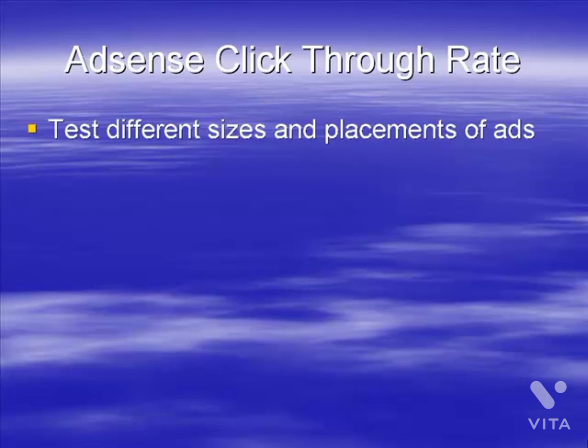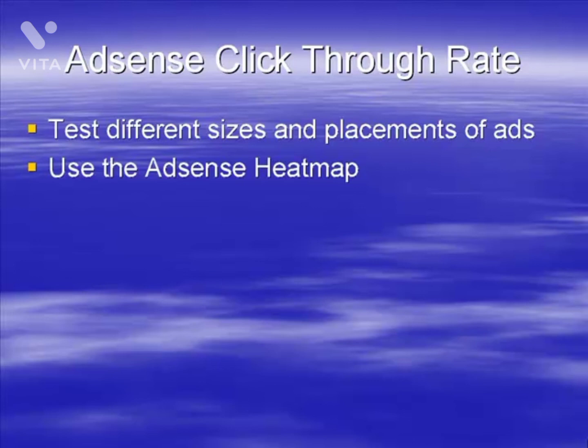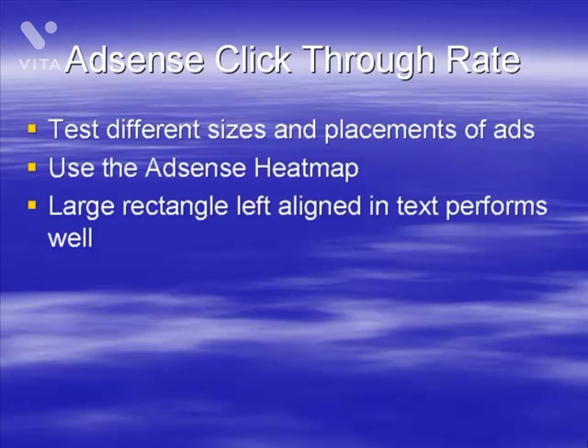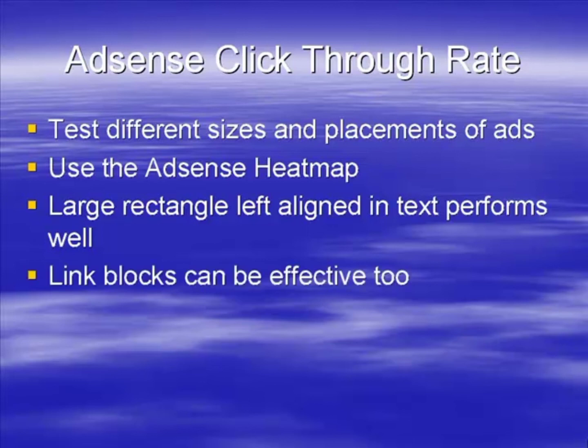You want to test different sizes and placements of adverts. One that works very well is the large rectangle left aligned within the text so the text flows around it. That tends to have a very, very good performance. So have a look at that and try using it. You can also use the AdSense heat map, and we'll have a look at that in a second. But the large rectangle tends to be the best performing one. You can also test having skyscrapers on the side in the menu bar, banners across the top and at the bottom. But remember, you're only allowed 3 AdSense blocks per page. Any more than that and you're in violation of their terms of service.